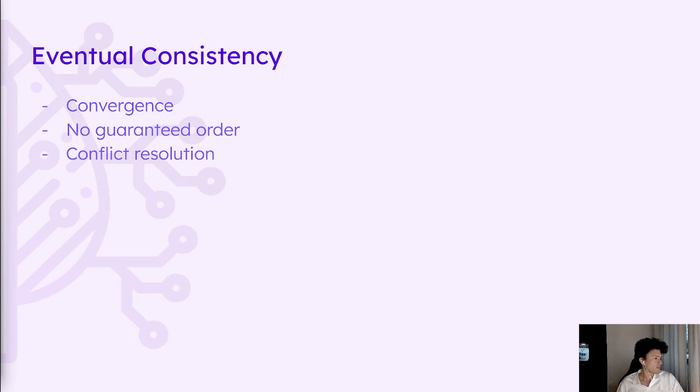There are three things here. Convergence: all nodes will eventually have the same state, and given enough time without new updates, all replicas become consistent. There is no guaranteed order, so it's up to the implementer to define actions in a way that order doesn't matter. As we said, different nodes may see updates in different orders, and there's no guarantee of what reaches what first.